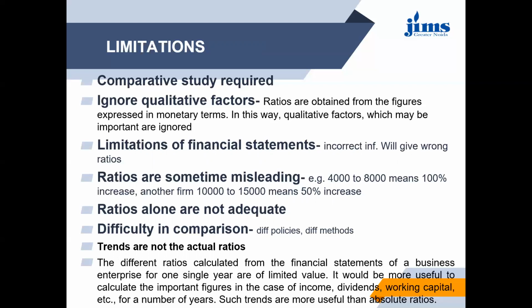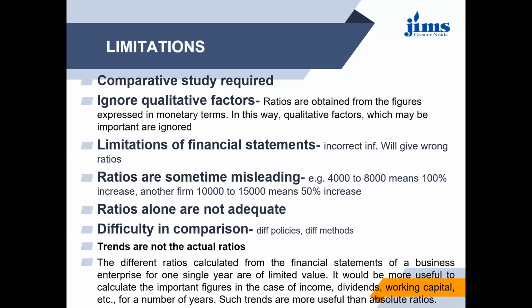And another company which has earlier sales of 10,000 and now it is 15,000, we'll say 15% increase. So only by looking at the ratios but not at the amount, it may give some misleading ratio. So here in this case we'll say that A company is very good because A company's sale has increased by 100% as compared to B company. But by looking at the figures, vice versa is the situation. Then ratios alone are not adequate.